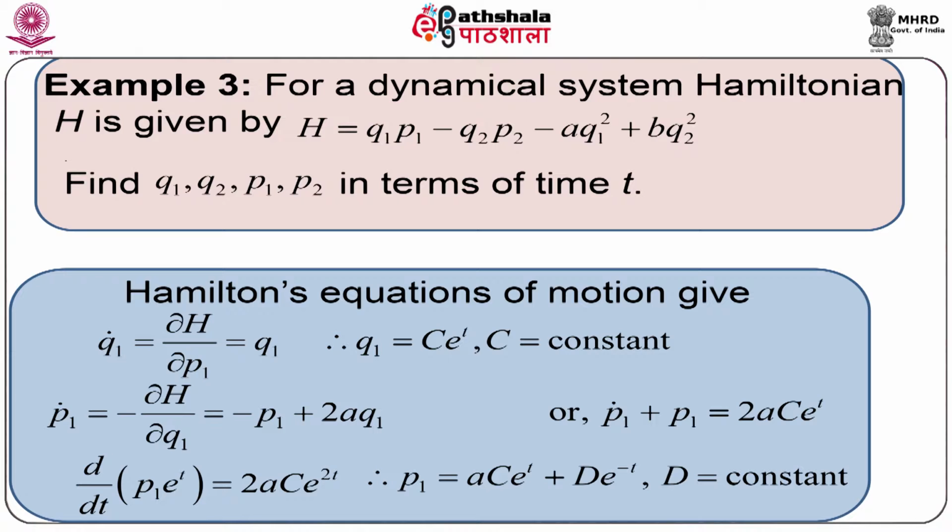If we multiply both sides by the integrating factor e to the power t, then we get d/dt of P1 into e to the power t equal to 2AC e to the power 2t. Integrating this, we get P1 equal to A into C into e to the power t plus D into e to the power minus t. Here D is the integrating constant.